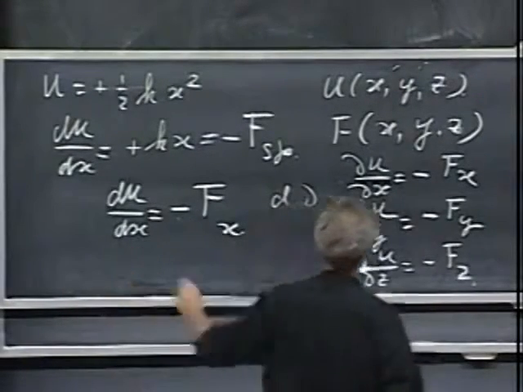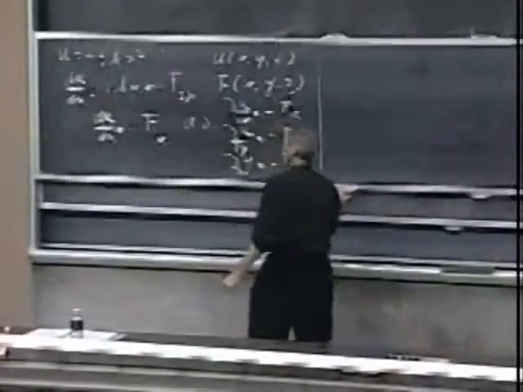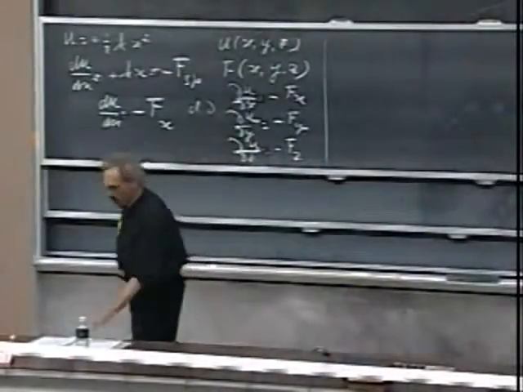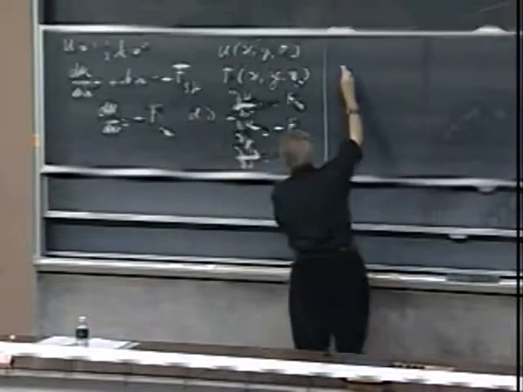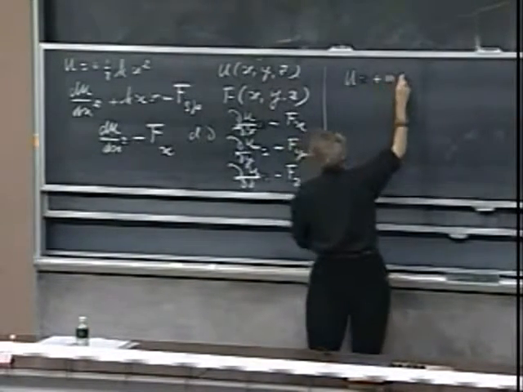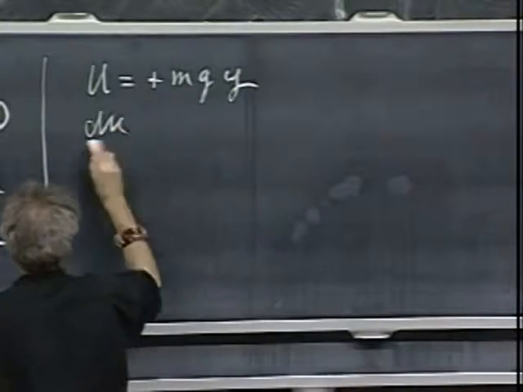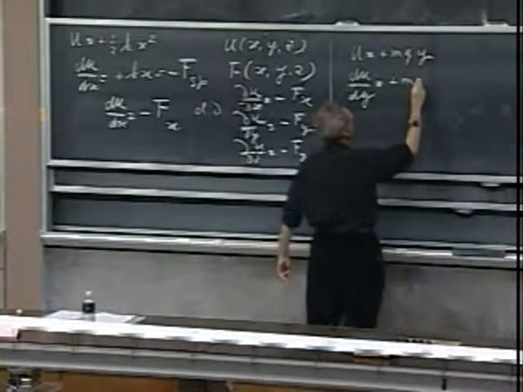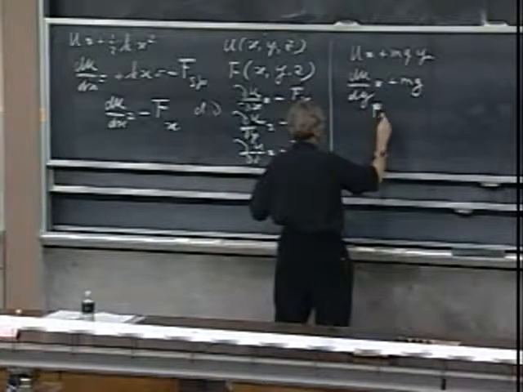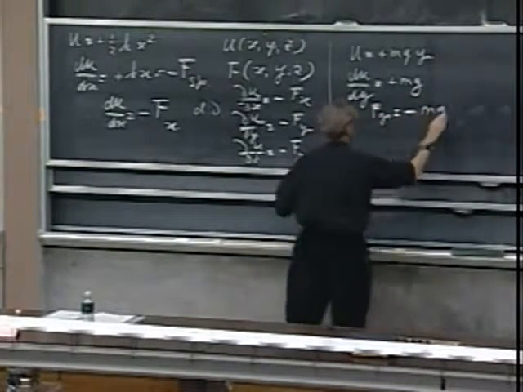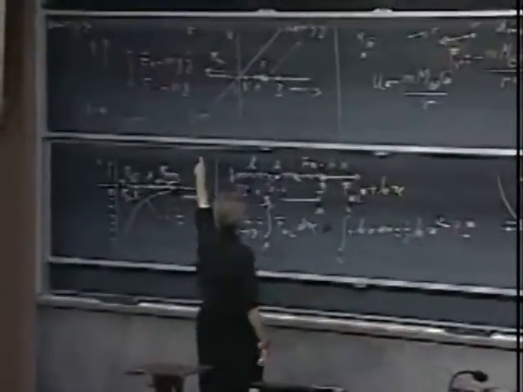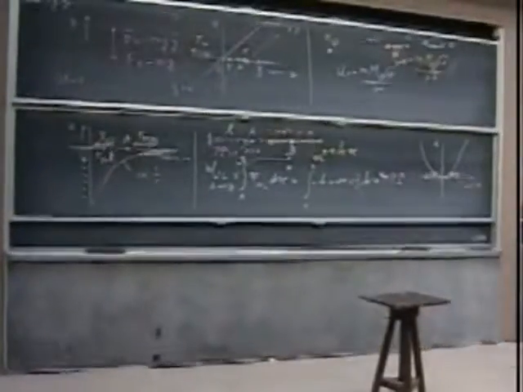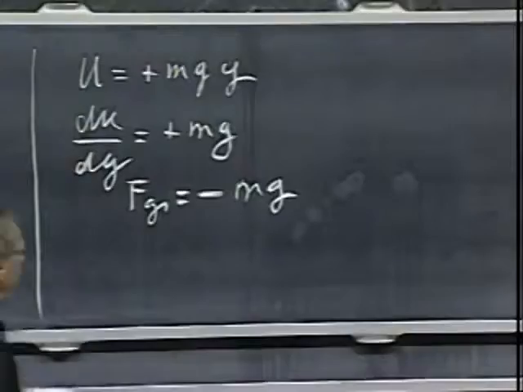If we go back to the situation where we had gravity, near Earth, we had U equals plus mgy. So what is dU/dy? This is a one-dimensional situation, so I don't have to use partial derivatives. I can simply say dU/dy. That is plus mg. And notice that the gravitational force was minus mg. Remember, the minus sign is still there. And so you see that here, indeed, dU/dy is minus the gravitational force.